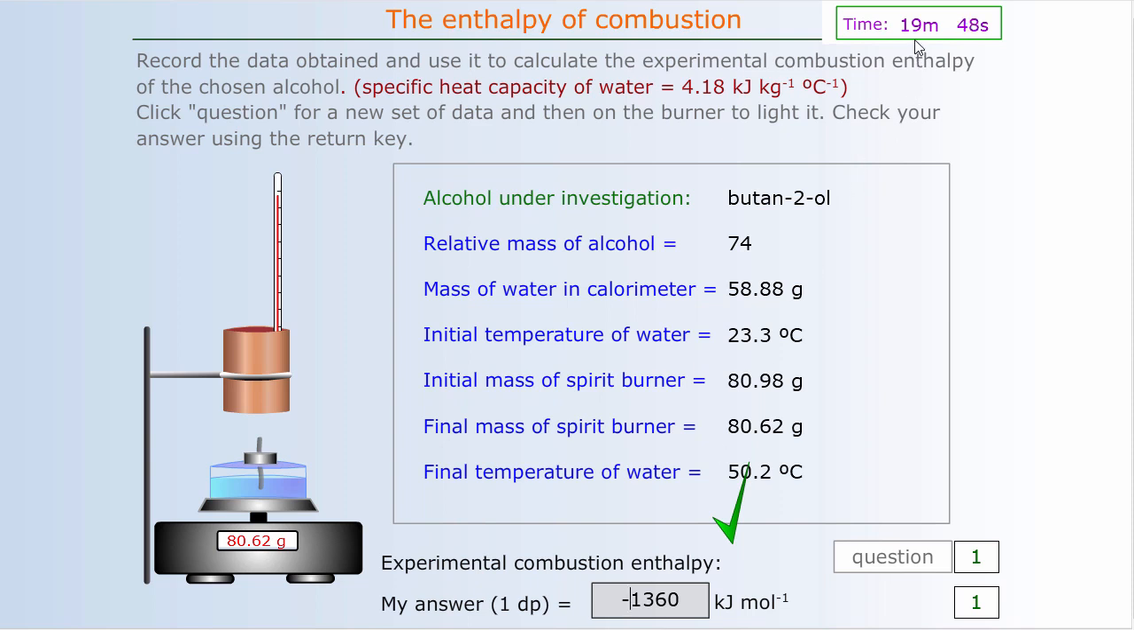And we were given 5 minutes per question. We took a little over 5 minutes. So let's do the next question. I think we can probably get by with just 2 questions. So now click on the question button, and it's generated a new question.